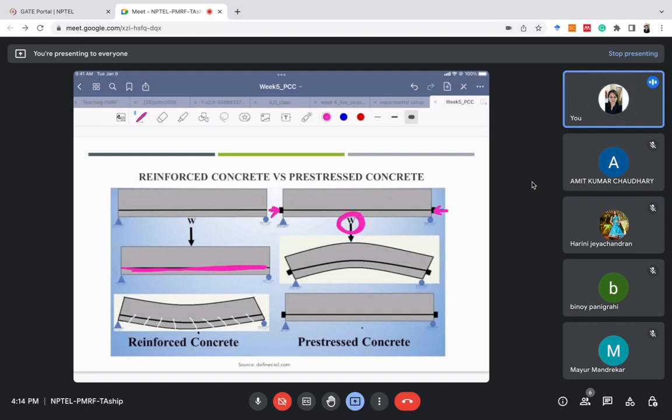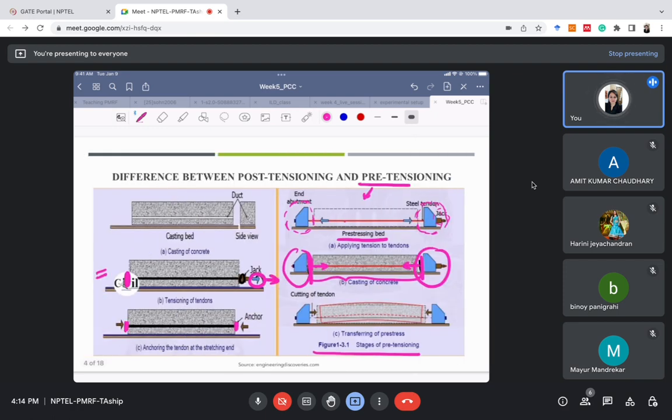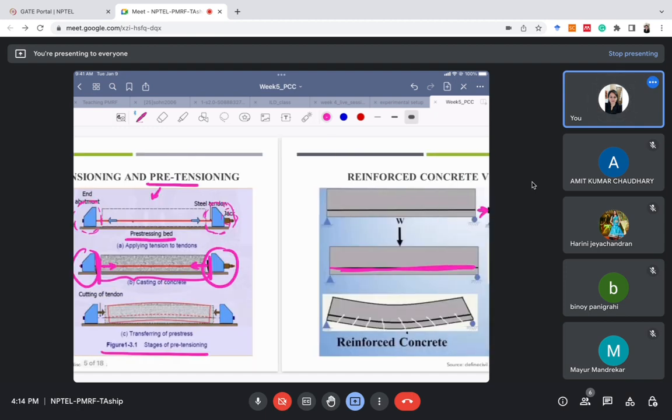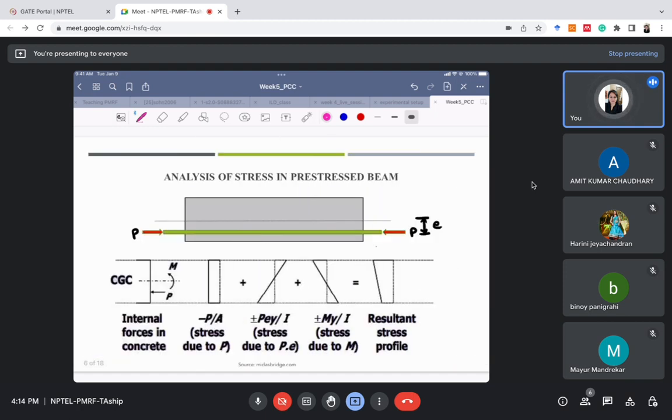So two things you need to remember. One is the difference between the reinforced concrete and the pre-stressed concrete, that you might be asked in the interviews also. So these basic questions you should know. And the second thing is, what is the difference between post-tensioning and pre-tensioning, and when are they actually used. So this was all about the theory part.